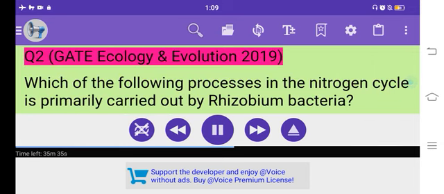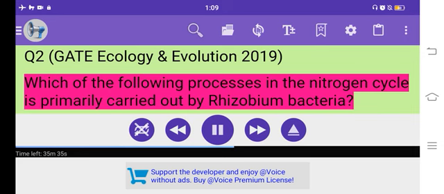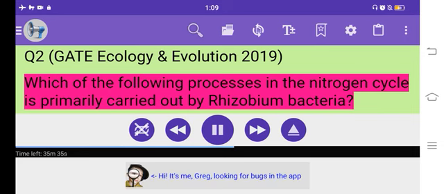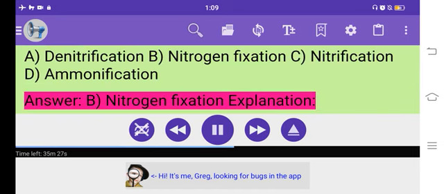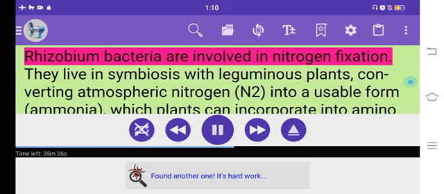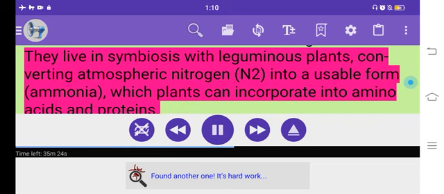Q2, GATE Ecology and Evolution 2019. Which of the following processes in the nitrogen cycle is primarily carried out by Rhizobium bacteria? A. Denitrification. B. Nitrogen fixation. C. Nitrification. D. Ammonification. Answer: B. Nitrogen fixation. Explanation: Rhizobium bacteria are involved in nitrogen fixation. They live in symbiosis with leguminous plants, converting atmospheric nitrogen, N2, into a usable form, ammonia, which plants can incorporate into amino acids and proteins.